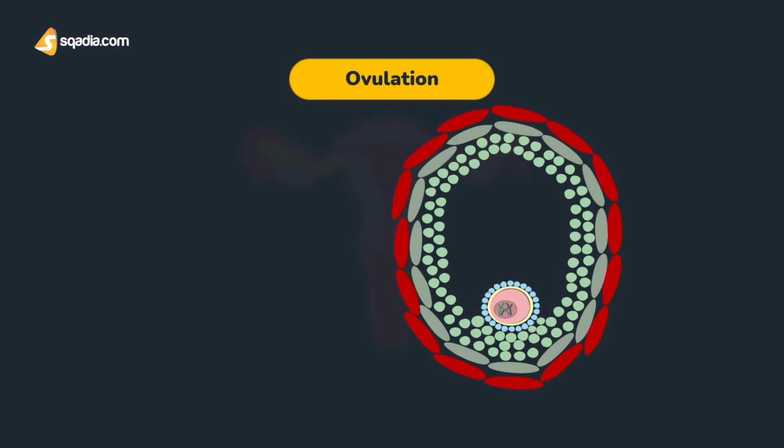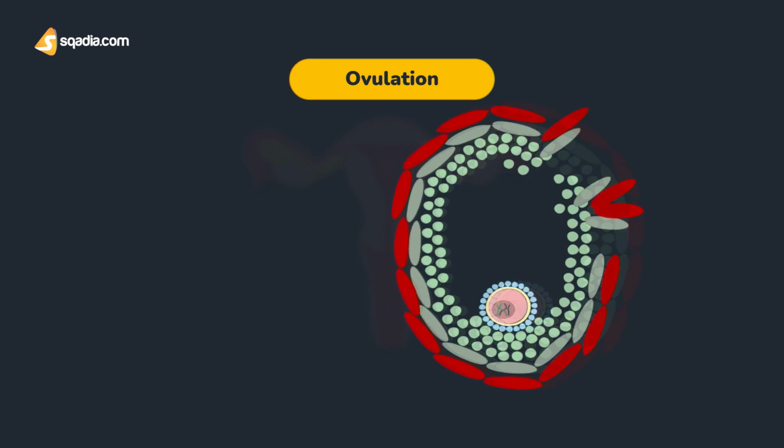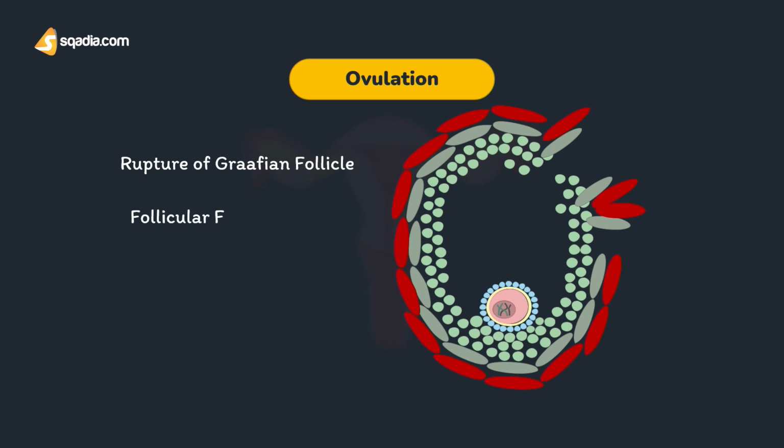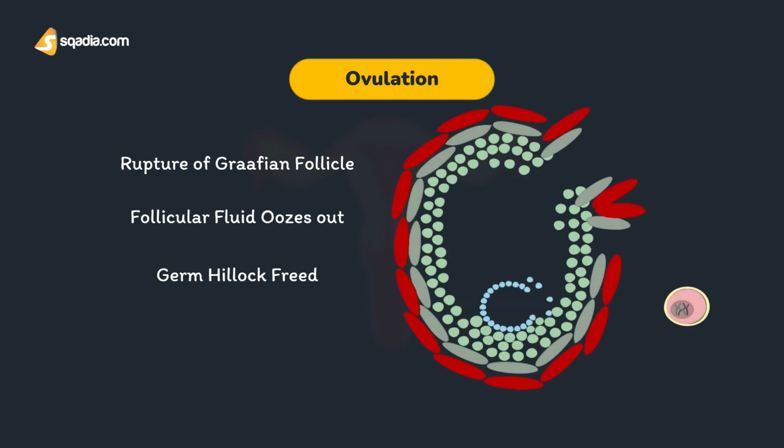In the first stage of ovulation, the rupture of the Graafian follicle takes place at the stigma. When this rupture occurs, the follicular fluid is going to ooze out. Definitely there's a rupture over here, so it's going to get out of it. After this fluid oozes out, all the layers are going to be ruptured and the germ hillock is freed from the wall. After that, the ovum is expelled into the abdominal cavity.